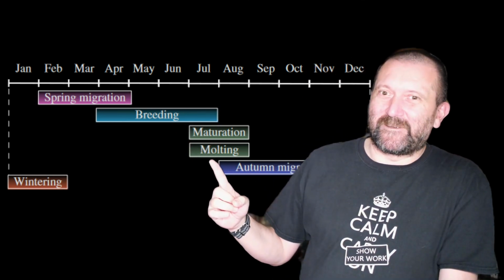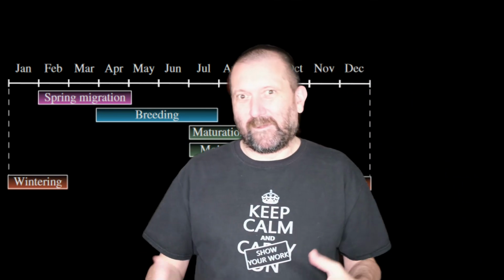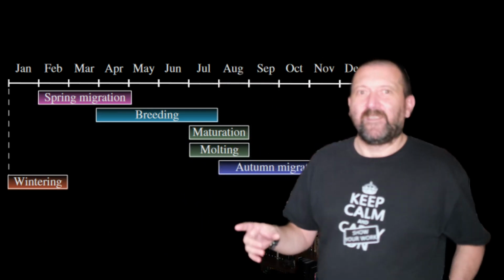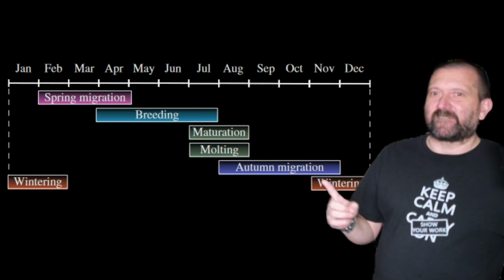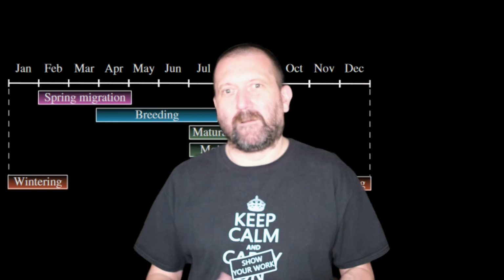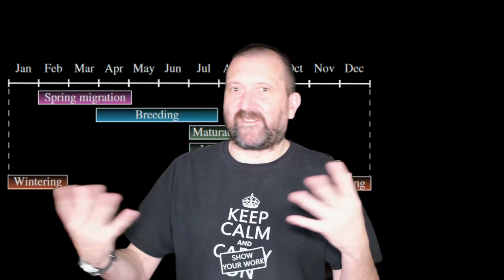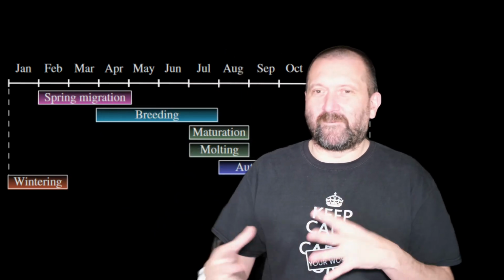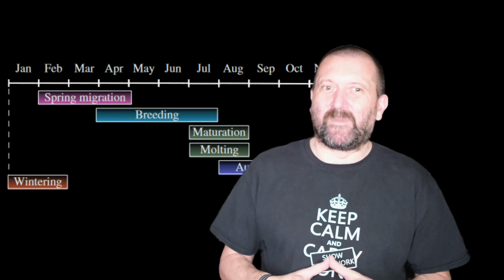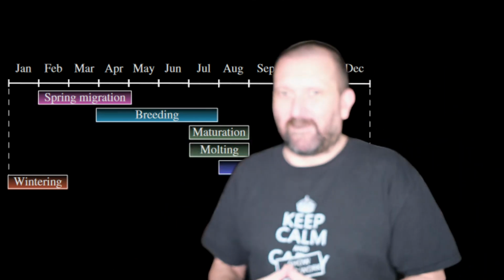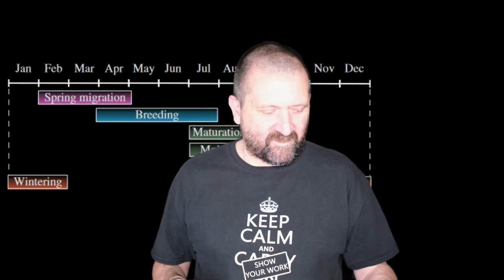Then there's maturation and molting, which is when the young prepare for the migration that's going to take place. And then finally, autumn migration and wintering, which, for example, for North American birds, typically takes place in South America, Brazil a lot, but also southern US. I mean, it doesn't have to be across to South America. It sort of depends a little bit. But okay, and that's how the movement and the activities are organized throughout the year.